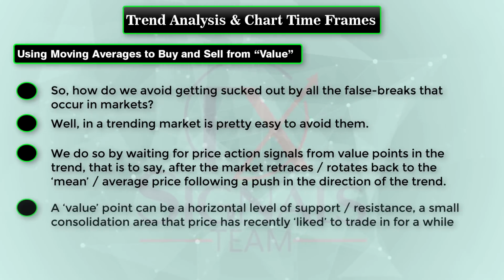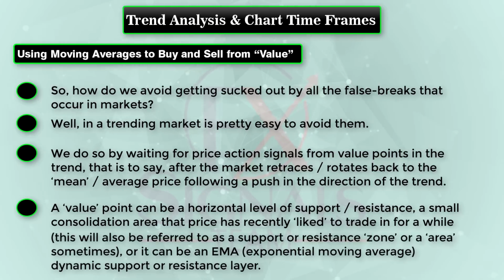A value point can be a horizontal level of support or resistance, a small consolidation area that price has recently liked to trade in for a while. This will also be referred to as a support or resistance zone or area sometimes, or it can be an exponential moving average, a dynamic support or resistance layer.